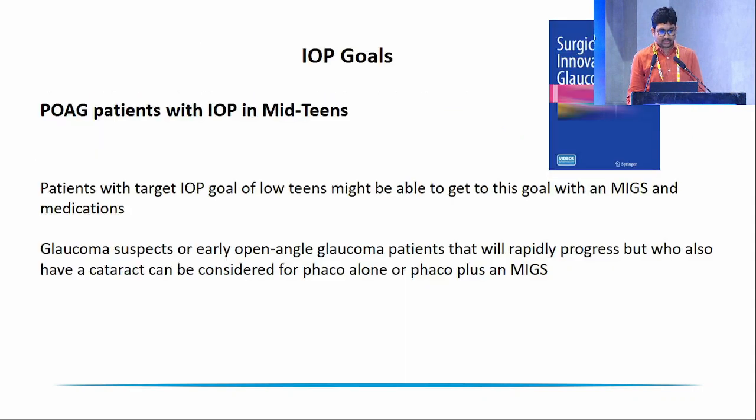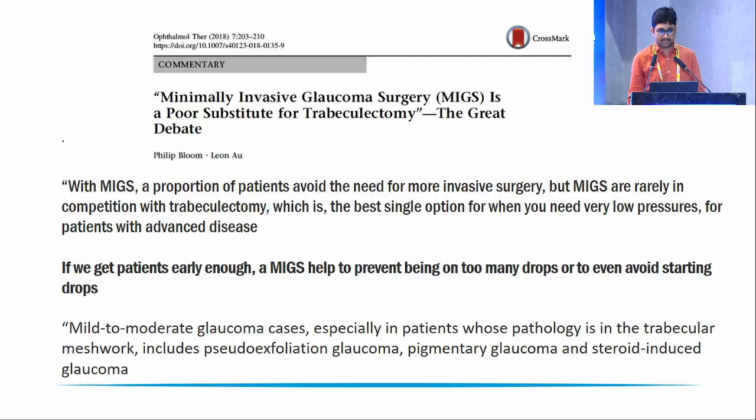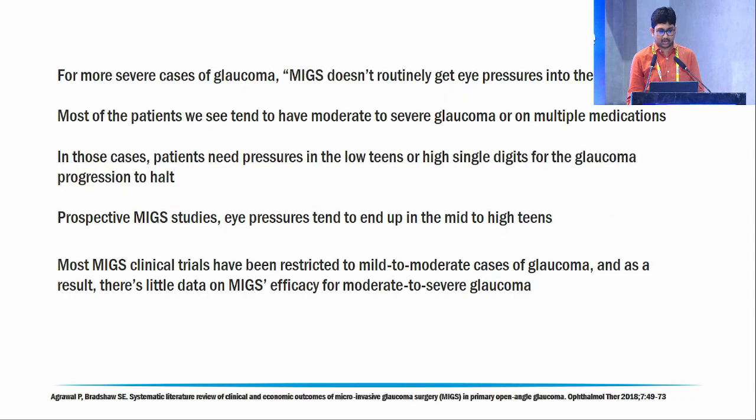And what are the IOP goals? Actually, patients with target IOP goals in the low teens might be able to reach this goal with MIGS and medications, and glaucoma suspects and early open angle glaucoma patients who will rapidly progress but also have a cataract can be considered for phaco alone or phaco with MIGS. In a study by Philip et al., if we treat a patient early enough, MIGS helps to prevent being on too many drops or even avoid starting drops.